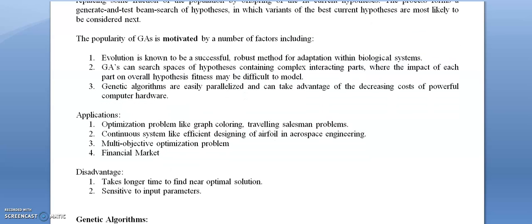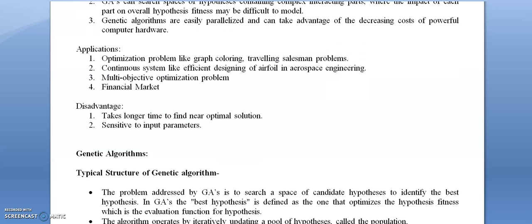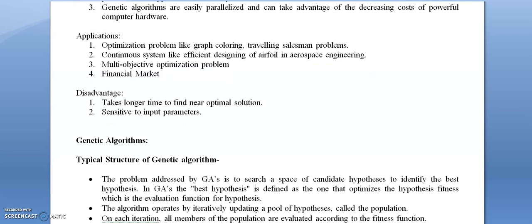So what are its applications? It is applicable in various optimization problems, and it can be used in various continuous systems like efficient designing of airfoil in aerospace engineering. It can be used in multi-objective optimization problems as well as managing financial markets. Now, as we go through the procedure of genetic algorithm, we will find that it takes longer time to find near optimal solutions. Okay, and it is actually sensitive to the input parameters.